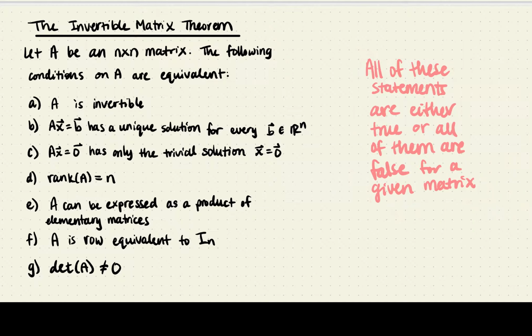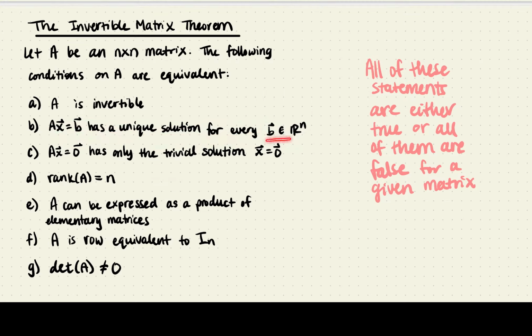So if you find out that one of these statements is true, then all of them must be true about that matrix. If you find out that one of the statements is false, then they all must be false. Okay, so let's go through the statements really quick. The first one is that A is invertible. The second is that the system Ax equals b has a unique solution for every vector b in Rn.